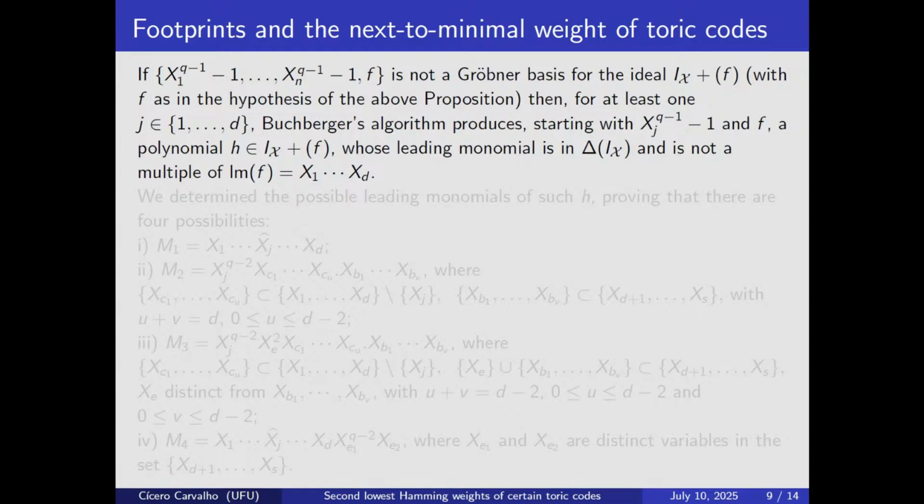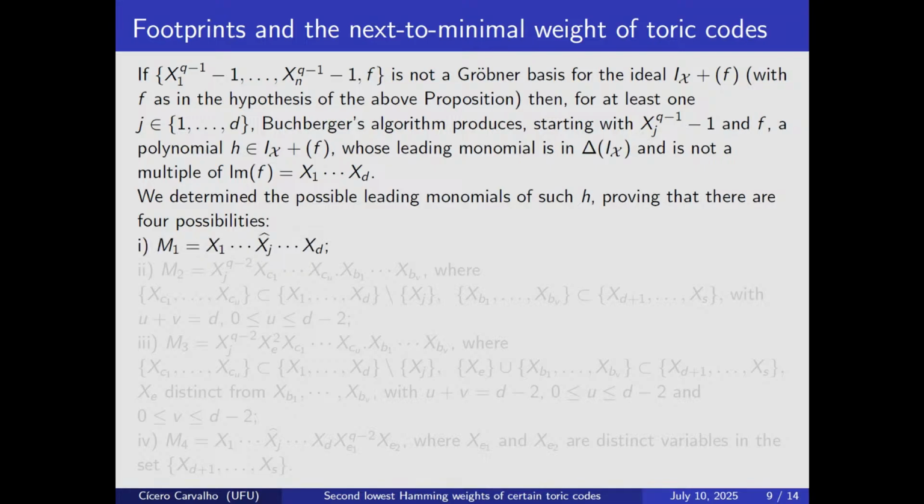So then for at least one j, Buchberger's algorithm will combine a polynomial like this with f. We produce another polynomial h in this ideal, whose leading monomial is in the footprint and is not a multiple of the leading monomial of f, as I have explained before. So we did some calculations and we determined the possible leading monomials that may appear for this h.